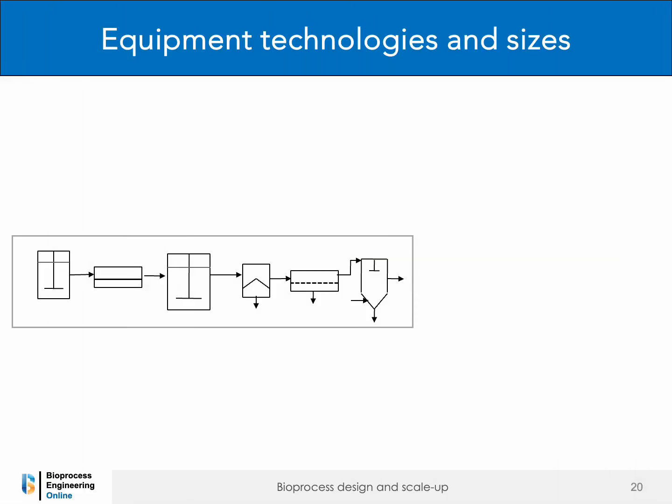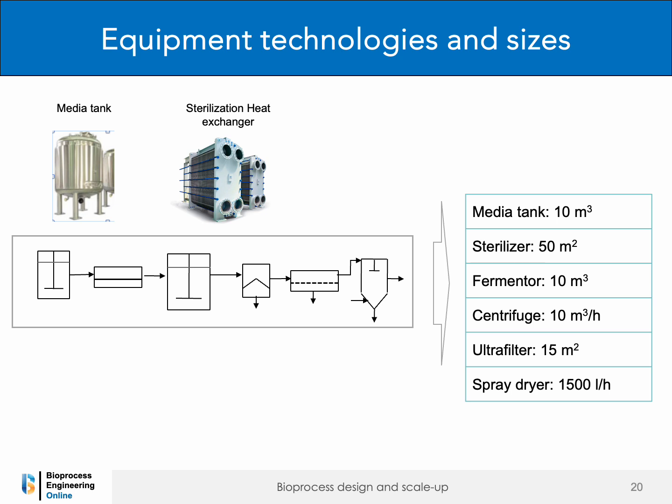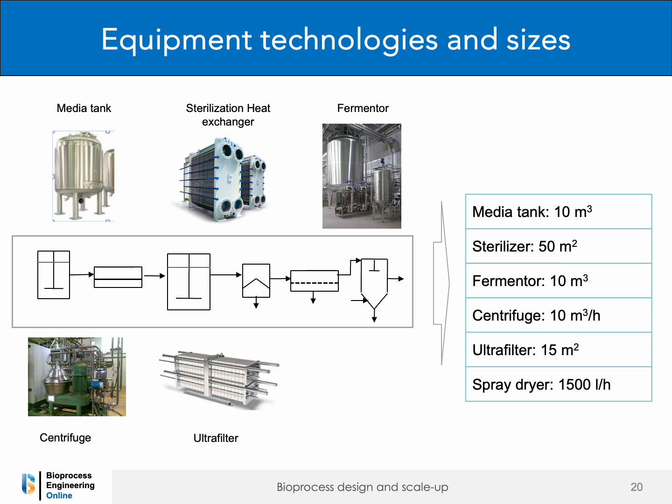The sizing of the equipment is carried out on the basis of the quantities of processed materials and the time schedule of the operations. For the enzyme production process, the evaluated equipment sizes are 10 cubic meters for the media preparation tank, 50 square meters of surface area for the sterilization heat exchanger, 10 cubic meters for the fermenter, 10 cubic meters per hour for the centrifuge capacity, 15 square meters surface area of membrane for the ultrafilter, and 1,500 liters per hour for the spray dryer capacity.